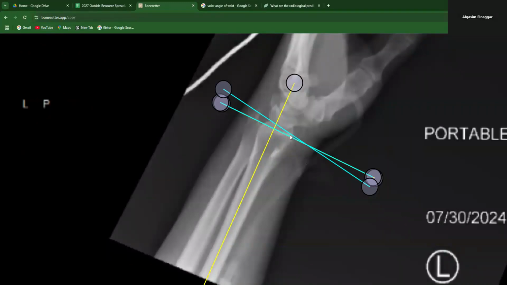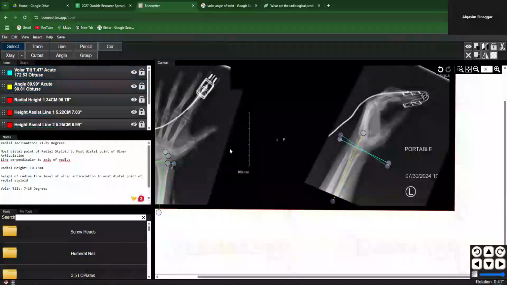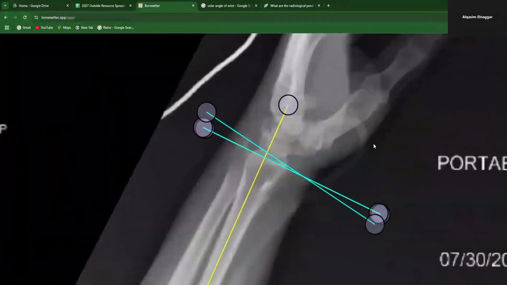An abnormal volar tilt can change how the wrist functions and lead to discomfort or decreased strength. Here we can see that's the tip of the anterior aspect of the radius, and that is the most distal tip of the posterior aspect of the radius. An angle is formed, which is the volar tilt. Here we see it's 7.47 degrees, and as I mentioned earlier, a normal measurement is between 7 and 15 degrees.